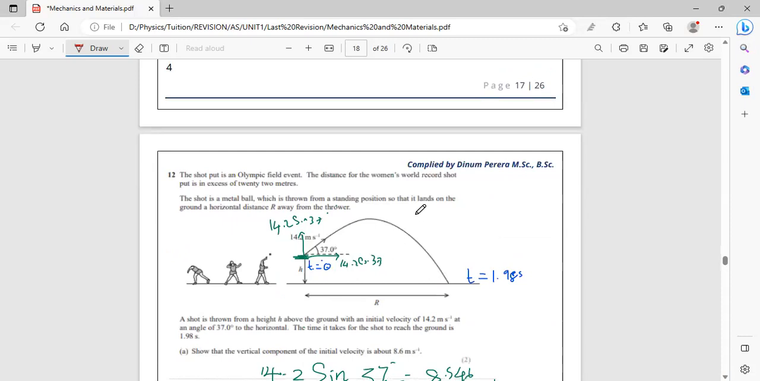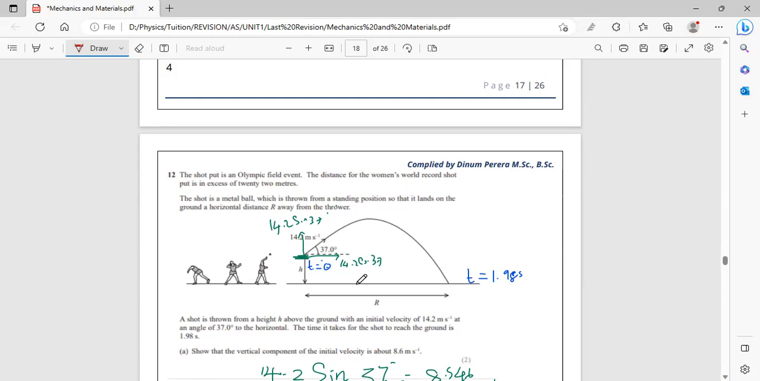Right, question 12. The shot put is an Olympic field event. The distance for the women's world record shot put is in excess of 22 meters. The shot is a metal ball which is thrown from a standing position so that it lands on the ground horizontally a distance r away from the thrower. The shot is thrown from a height of h above the ground with an initial velocity of 14.2 at an angle of 37 to the horizontal.